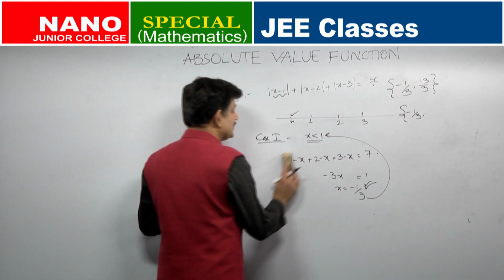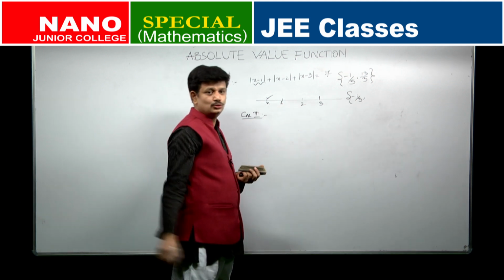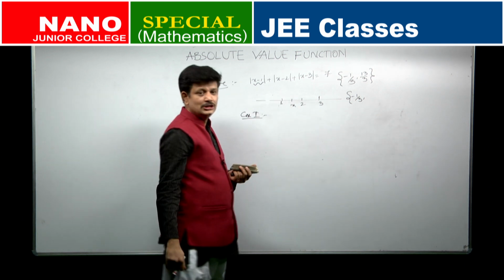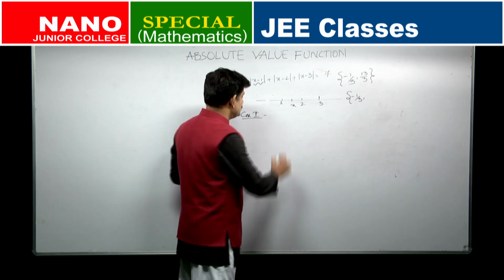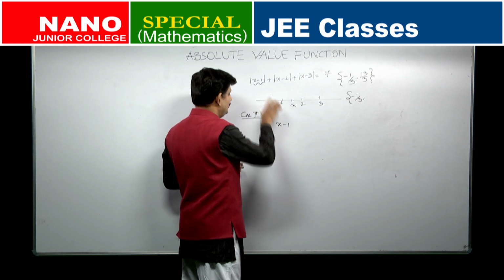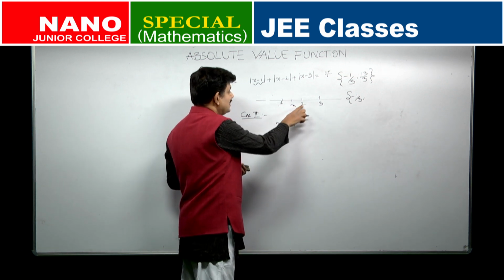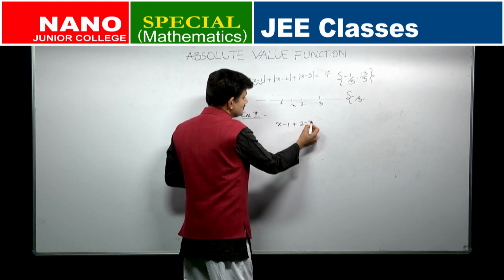Now, let me focus on the second case. What is the second case for you? X lies between 1 and 2. So, x minus 1, is it positive or negative? X is greater than 1, so x minus 1 is positive. So, mod x minus 1 will be x minus 1 itself. X is less than 2. So, mod x minus 2, what will it be? 2 minus x.